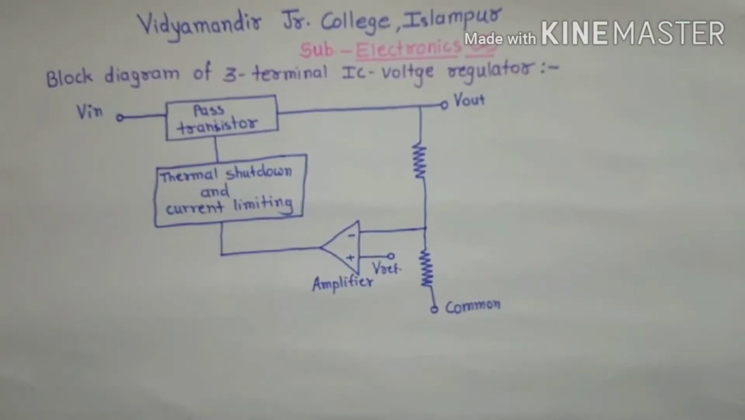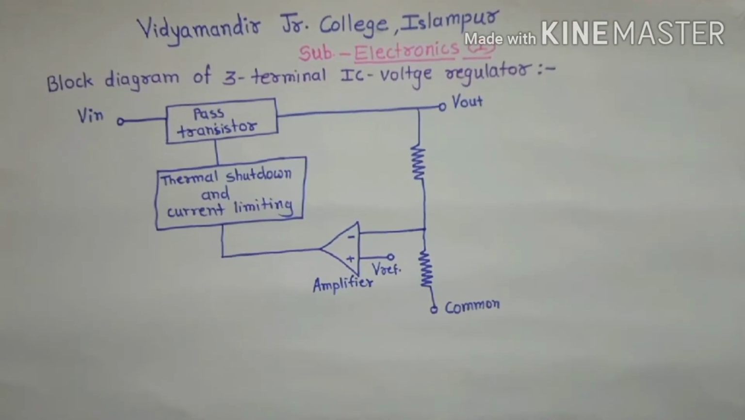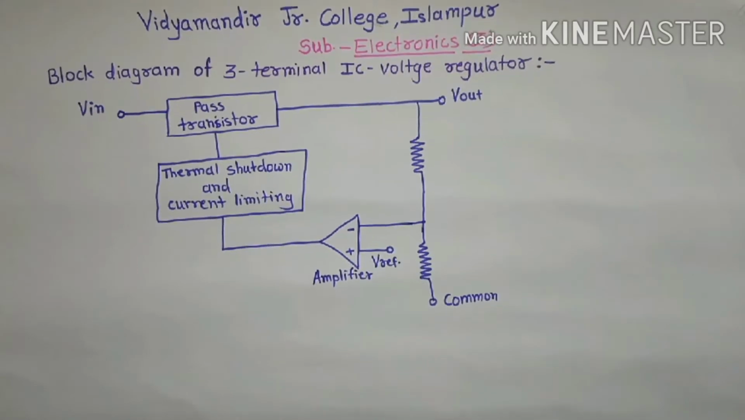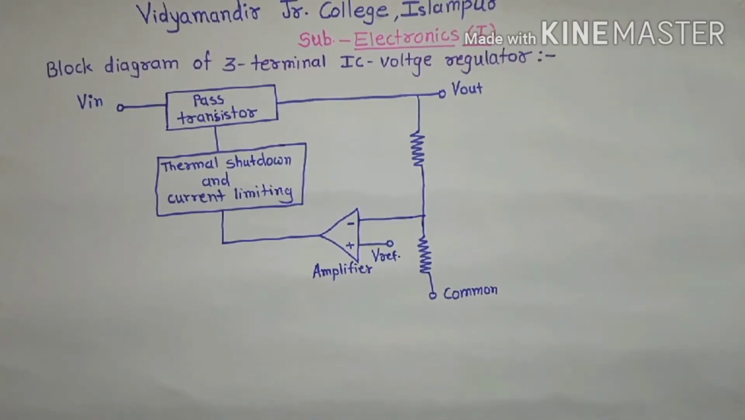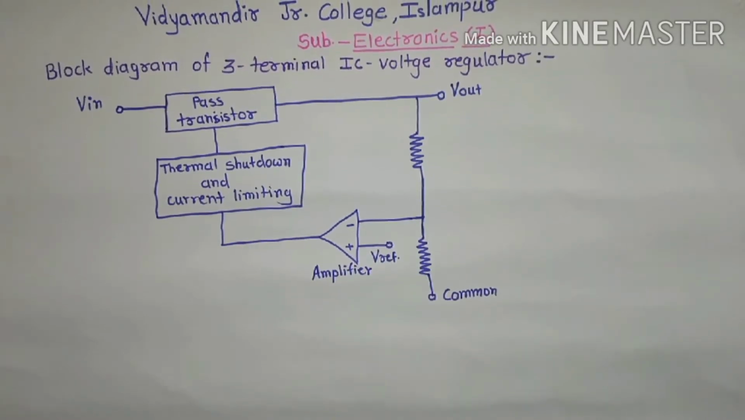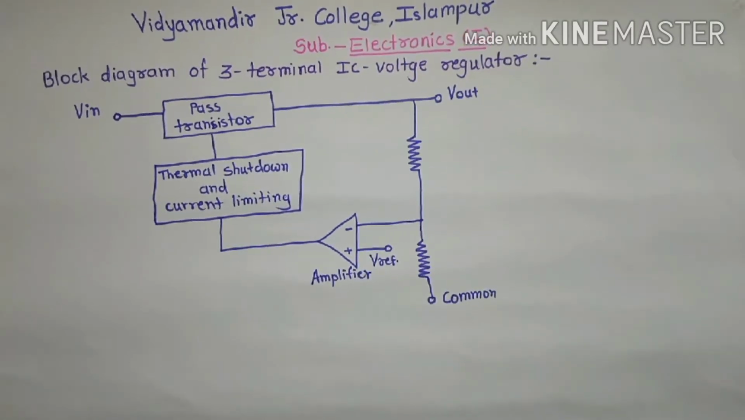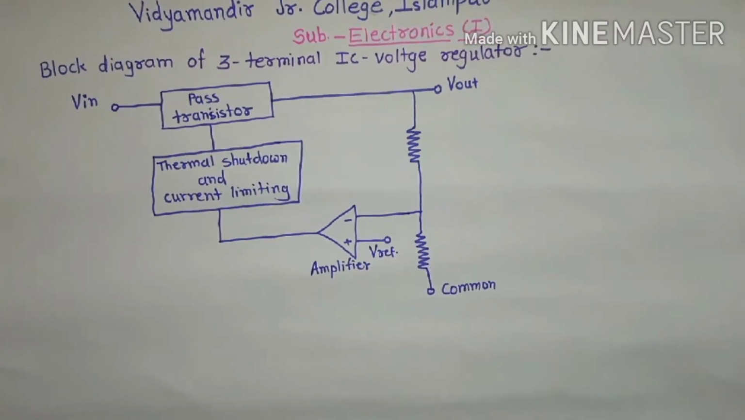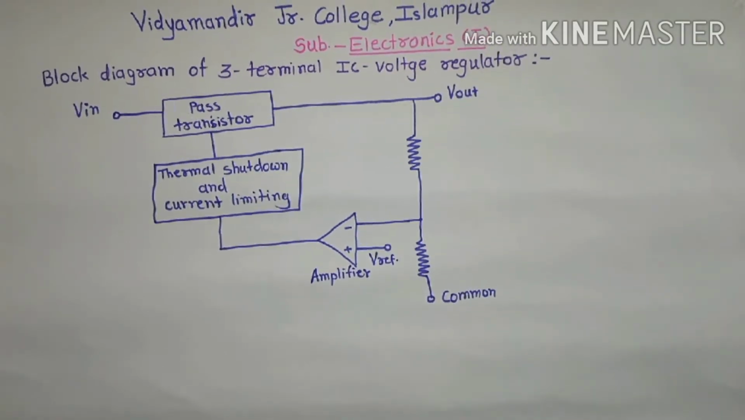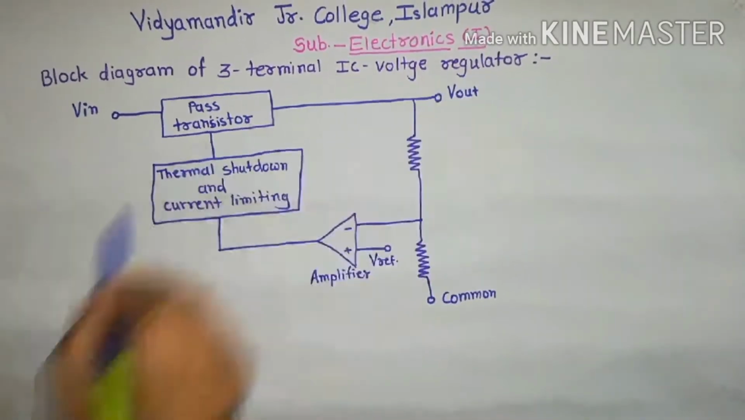Hello students, in the last lecture we studied Zener as a voltage regulator, which is known as a shunt regulator, and transistor as a regulator, which is a series regulator. In Zener, the drawback is that the Zener is always connected in the breakdown region, and in the series regulator the drawback is more power dissipation in the series pass transistor. To overcome these drawbacks, the next regulator is a 3-terminal IC voltage regulator.